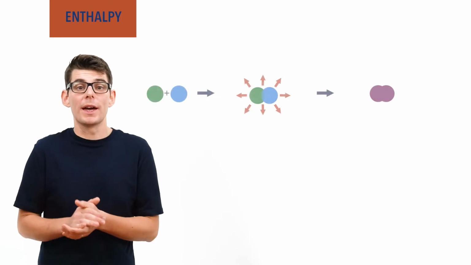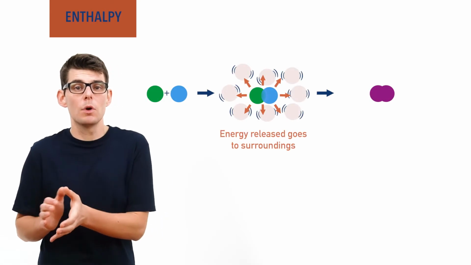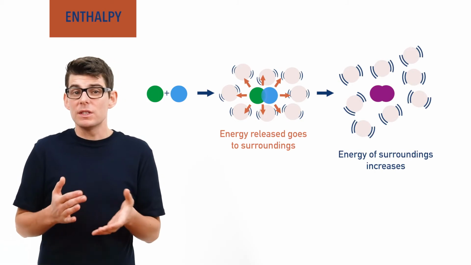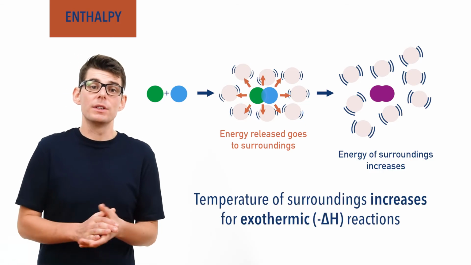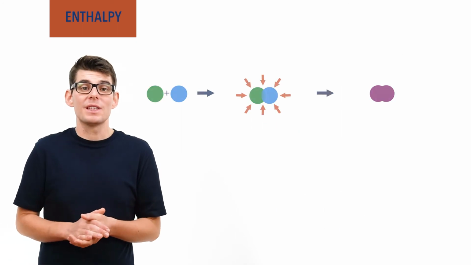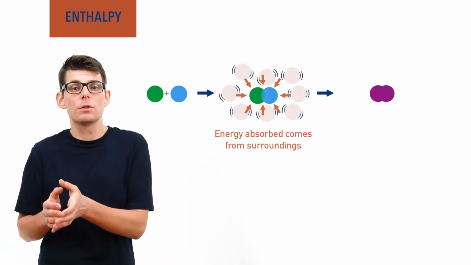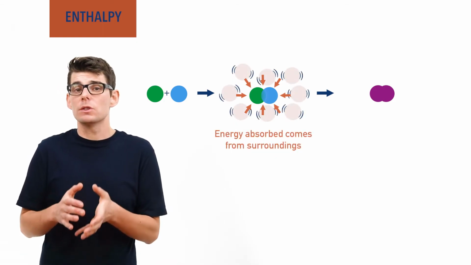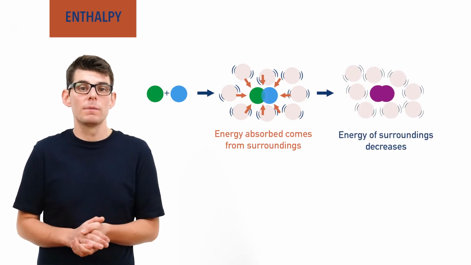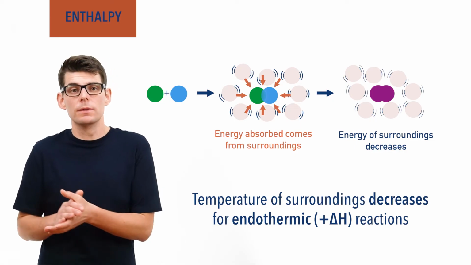For exothermic reactions, the heat energy lost by the reacting particles will go to the surrounding molecules and make them vibrate more, increasing their temperature. This is why the temperature of surroundings increases for exothermic reactions. For endothermic reactions, heat energy has been taken from the surroundings and gets locked up inside the reacting particles. This means the surrounding particles have less energy to vibrate and move, decreasing their temperature. This is why the temperature of surroundings decreases for endothermic reactions.